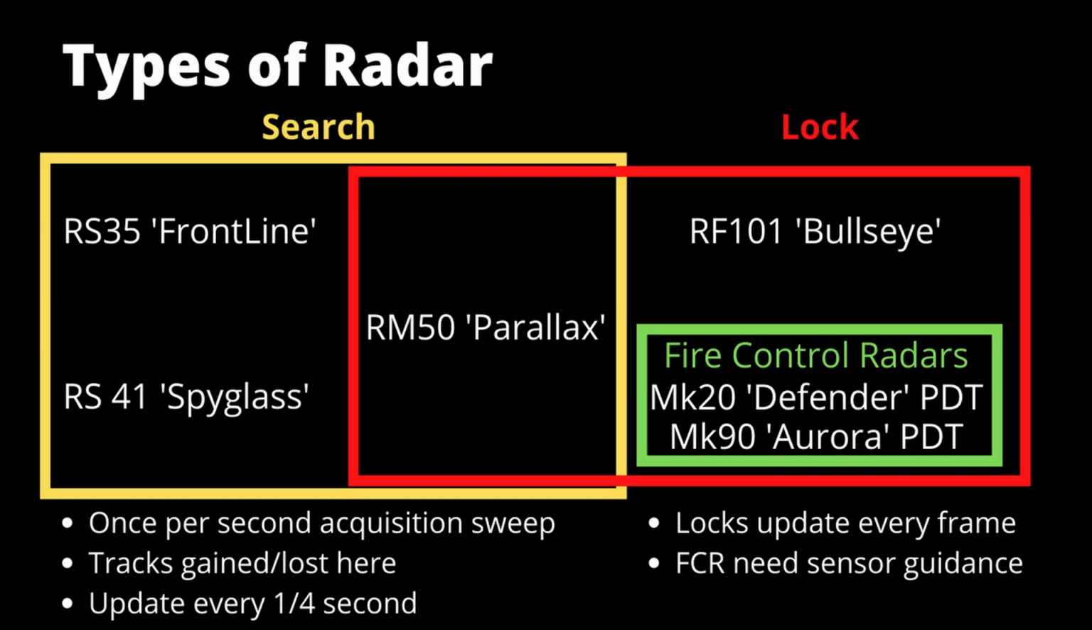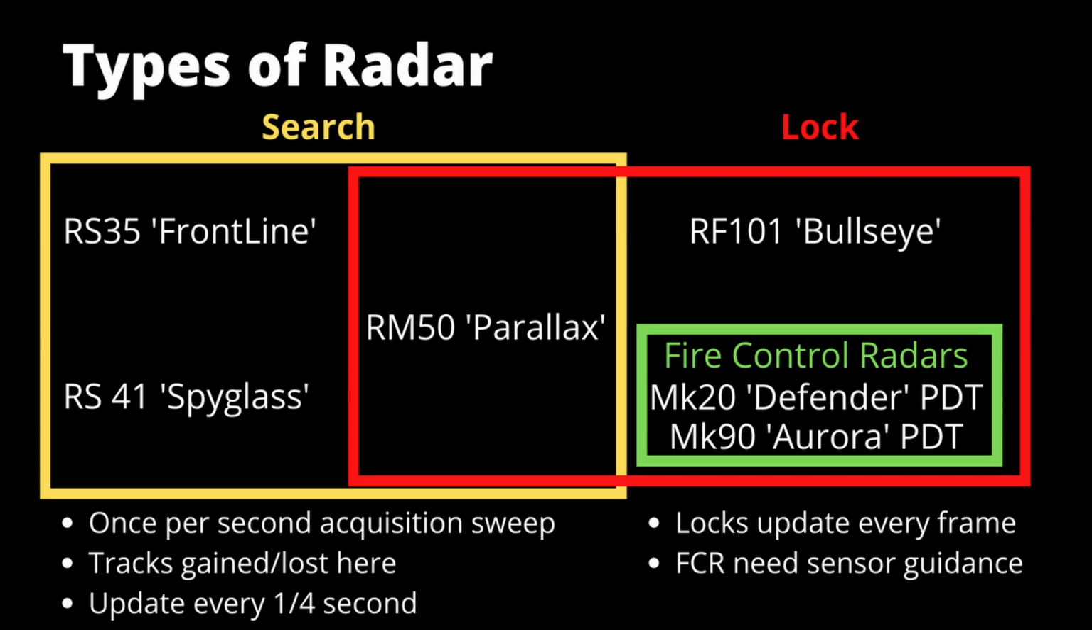So first it's important to go through the types of radar. There are two main types of radar and a subtype: search, lock, and fire control radars. The search radars give you the ability to actually search or see various other ships within the game. The Frontline and the Spyglass are dedicated search radars. They can do no other function other than simply look for and report that they have found something.